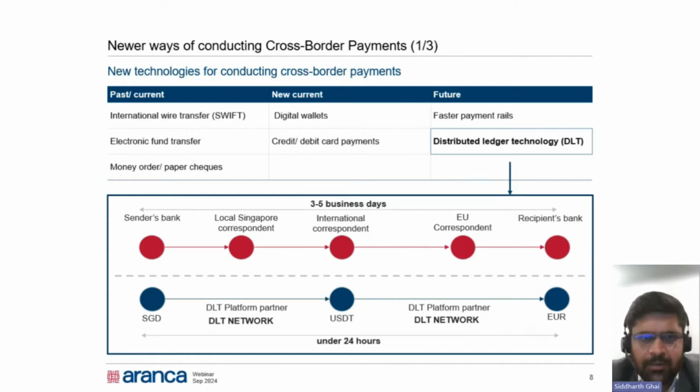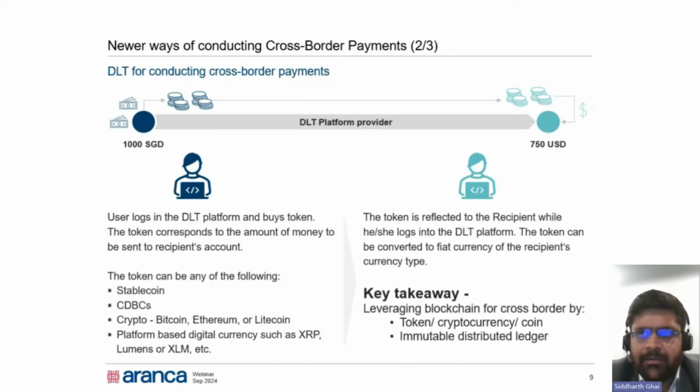Here, briefly, I'll explain how blockchain and DLT are used for doing cross-border transactions. For example, you need to send money from Singapore to the US. The user would log into a DLT platform. In the coming slides, I will come to what a DLT platform is, what the different types of platforms are, and what the different types of solution providers are that are doing all this technology enablement for conducting cross-border transactions. But here, it is a simple network wherein the user logs into a DLT platform and buys a token.